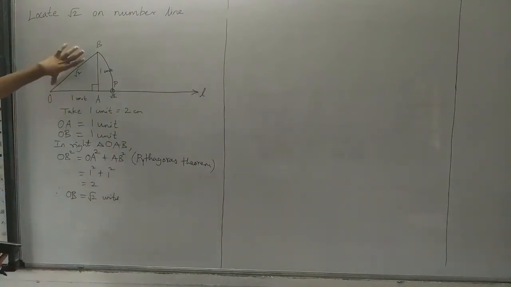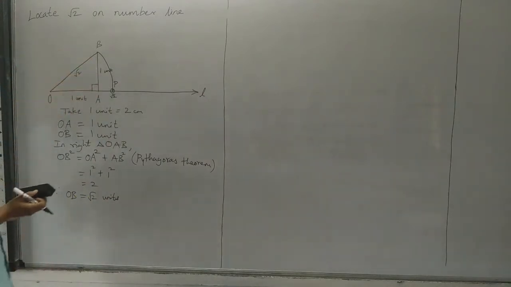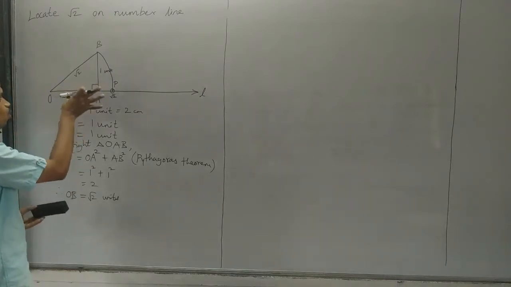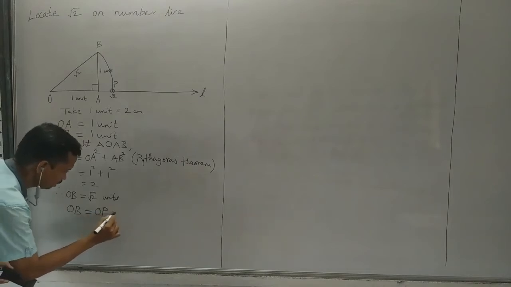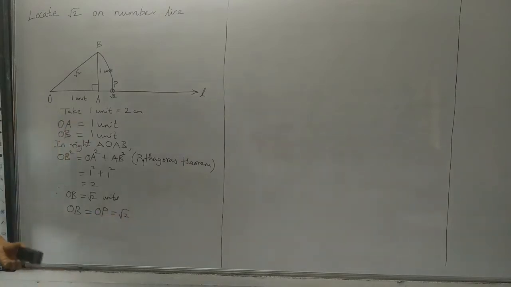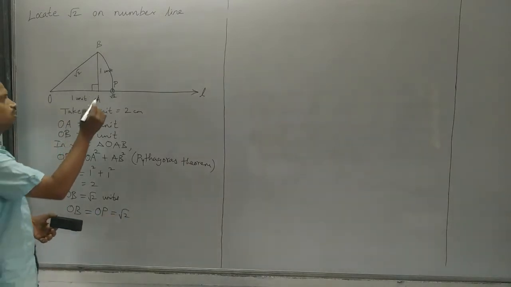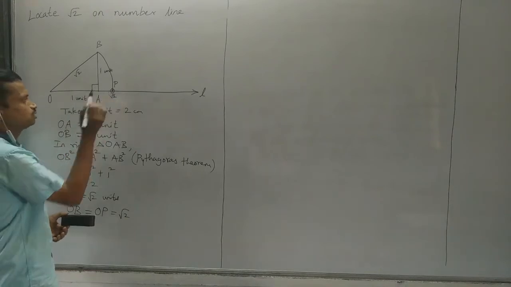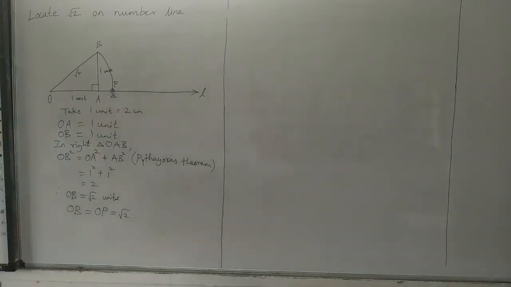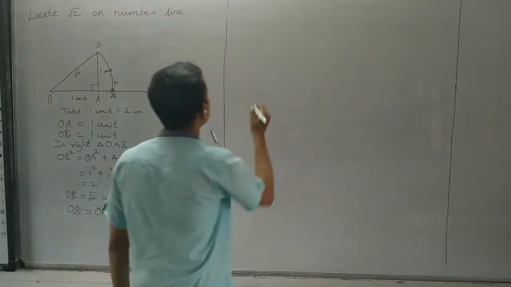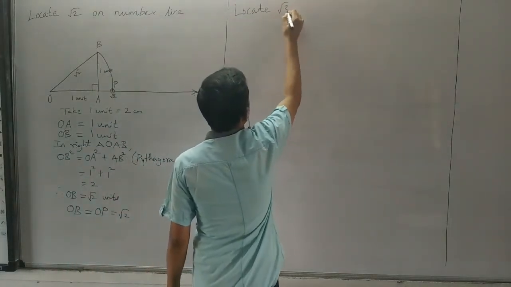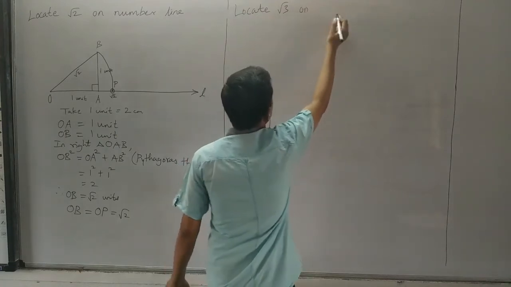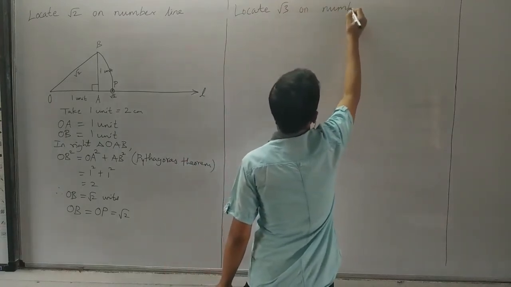OB and OP. OB is equal to OP, both are equal. That is root 2 units. So on this number line, this point P is the location of root 2. And now coming to locate root 3 on the number line, the same way you have to proceed.